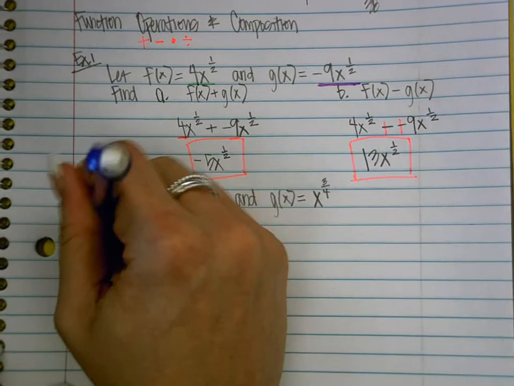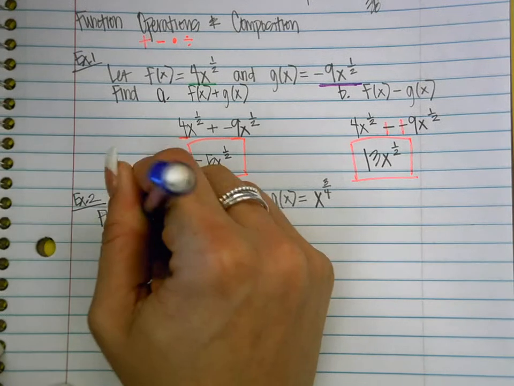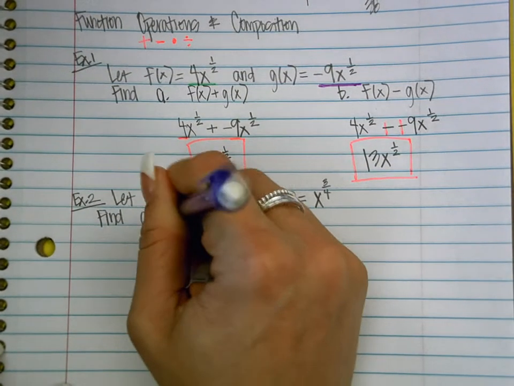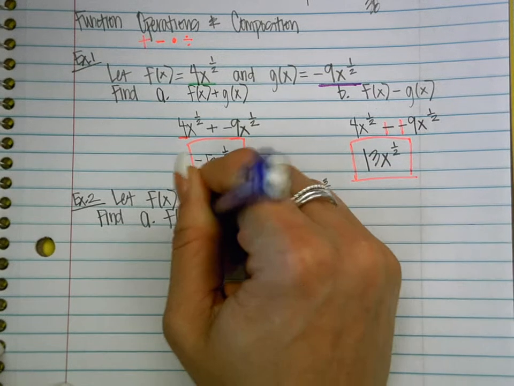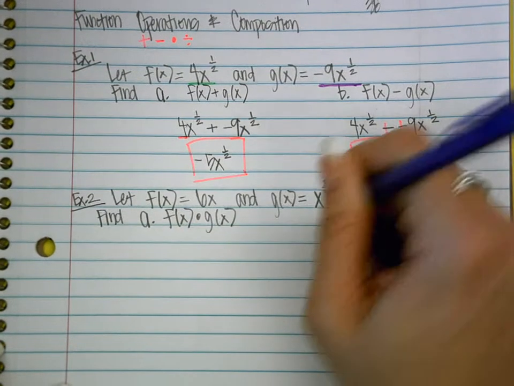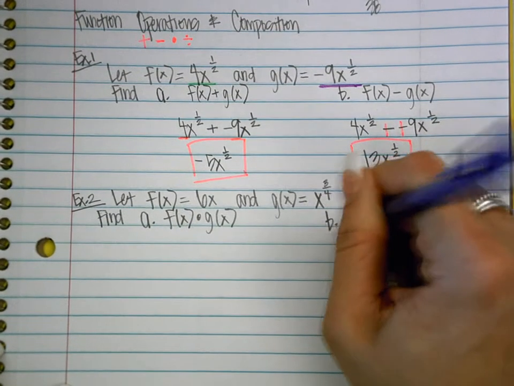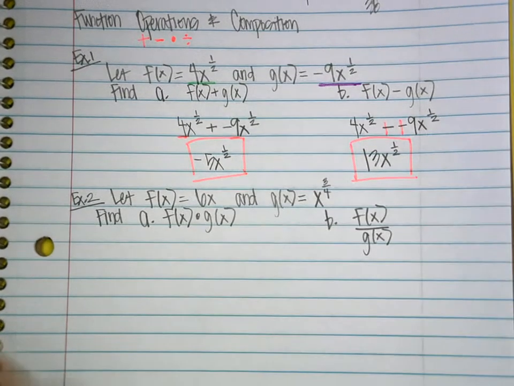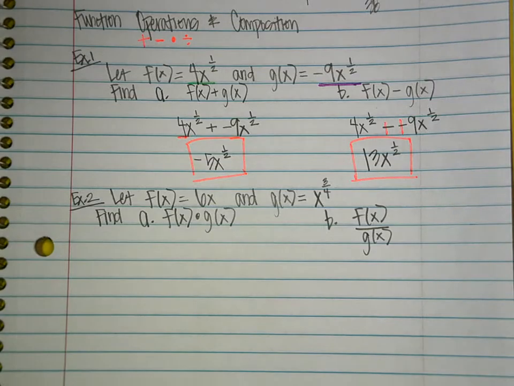Then for A, I'd like you to find f of x multiplied by g of x. And for B, I would like you to find f of x divided by g of x. F of x times g of x and f of x divided by g of x.